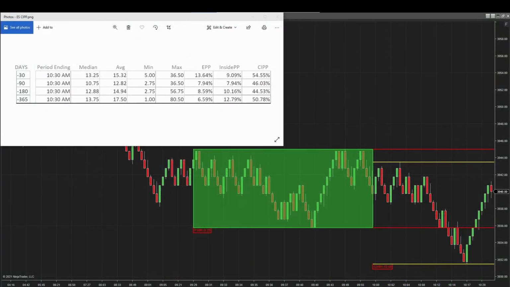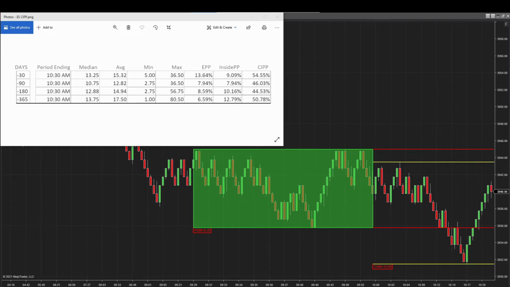All right, here's a chart from this morning's ES. This is February 16th, 2021. Now you look at our latest range report here. You see our EPP is 13.64%. Our inside PP is 9.09%, and our CIPP is 54.55%. You see that when you compare those 30 days to 90 days, they're similar, although it's a little more likely lately that the bar will be an encompassing bar, but the odds are still pretty low, at least historically.